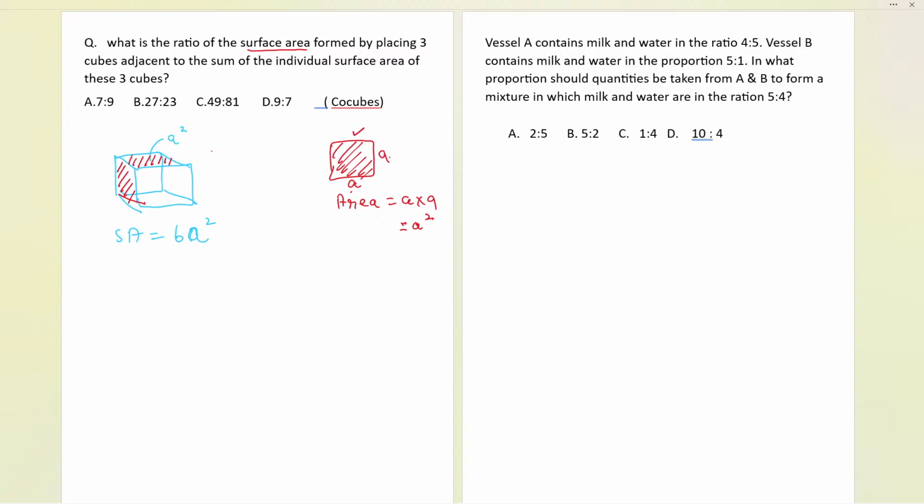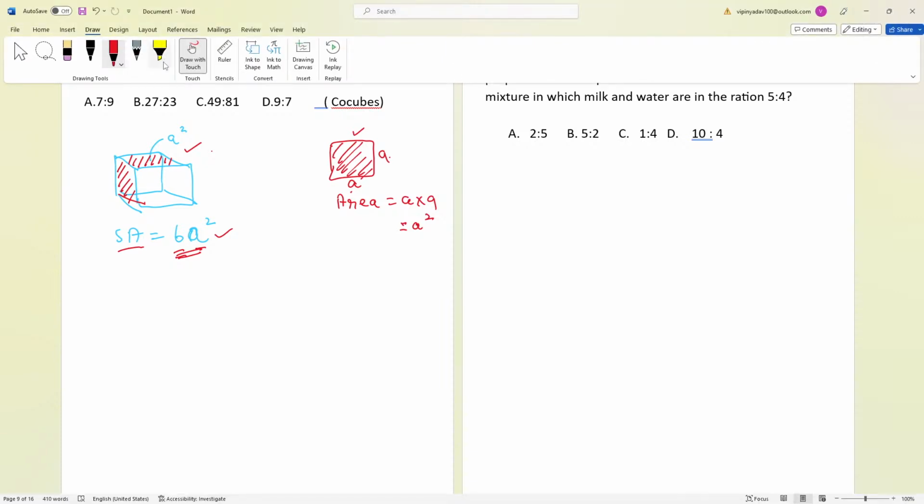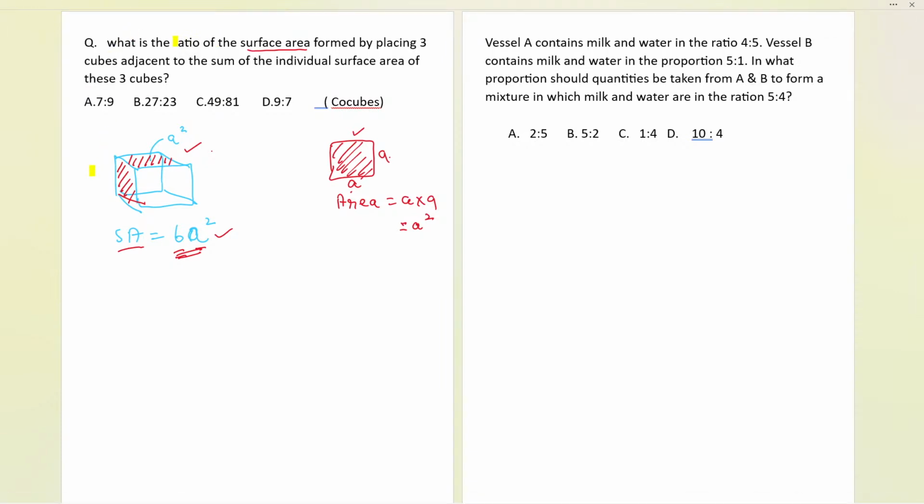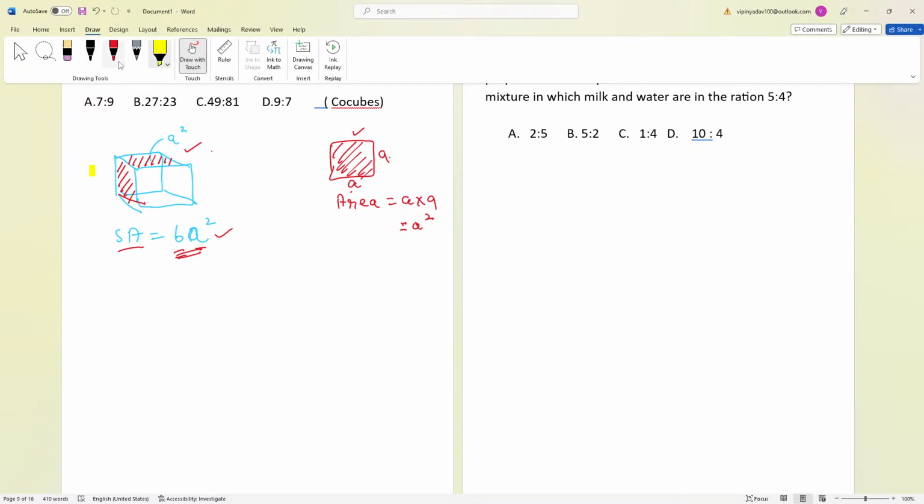Now, in a cube we have a total of 6 faces, and if one face area is a square, the total surface area will be 6a square. That's how we get the surface area formula. Now let us understand the question exactly. The question asks for the ratio of surface area by placing 3 cubes adjacent to each other.